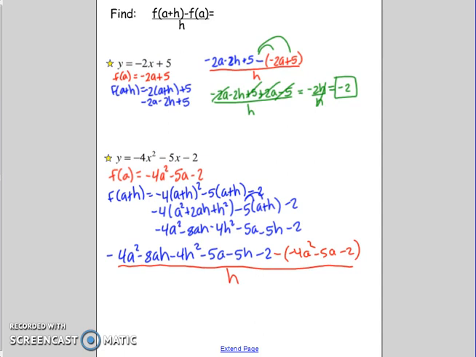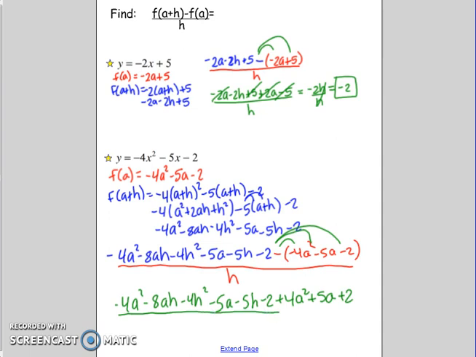Okay, so we're going to distribute. So we end up with negative 4a squared. So all this is staying the same. What's going to change now is we're going to distribute the negative into the parenthesis. So that becomes a positive 4a squared. This is going to become a positive 5a. And this is going to become a positive 2, all over h. So the negative 4a squared and positive 4a squared cancel. Negative 5a, positive 5a. Negative 2, positive 2.